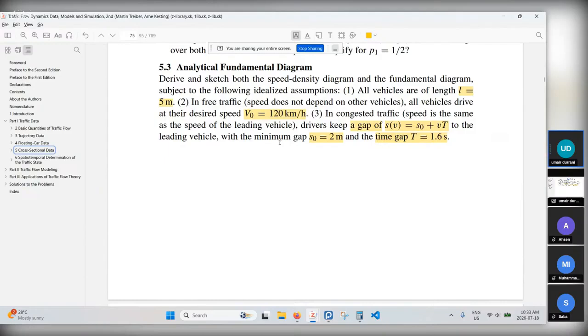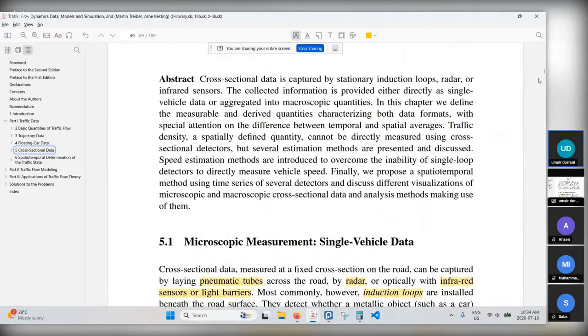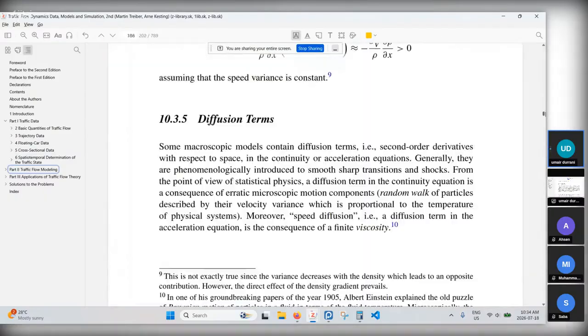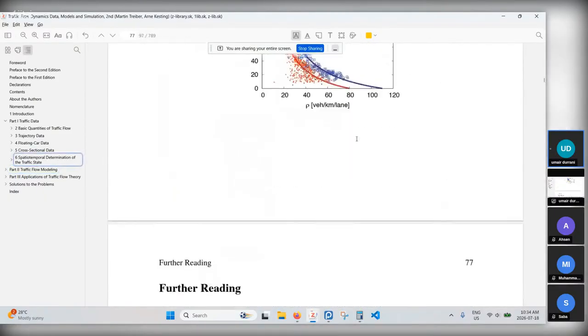Question number 3, analytical fundamental diagram. And this is the favorite one in all of these exercises because we can do some actual practical thing here. Derive and sketch both the speed density diagram and the fundamental diagram. Let's first review what those things were very quickly. It's actually pretty close to the end of the chapter. Let me go back here.